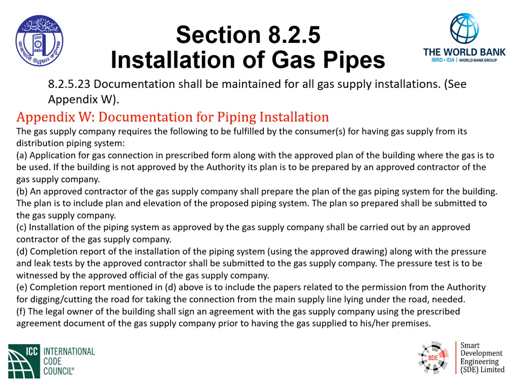Item D, completion report of the installation of the gas piping system using the approved drawing as indicated in the parentheses, along with the pressure and leak tests by the approved contractor shall be submitted to the gas supply company. So not only is the installation of the piping system provided by qualified individuals, there also has to be the pressure and leak tests provided by the approved contractor, and they need to be submitted to the gas supply company.